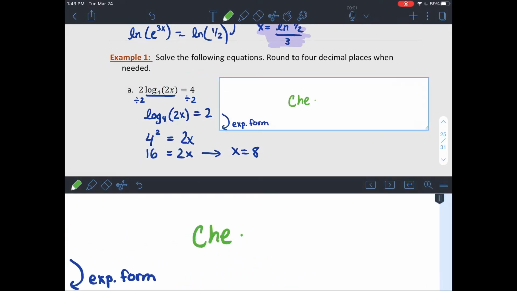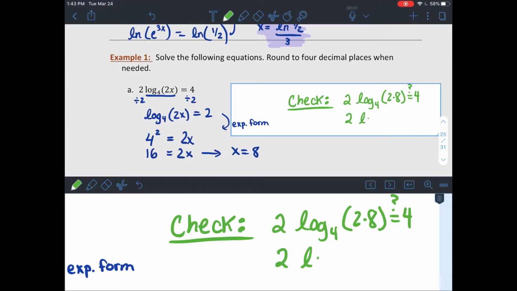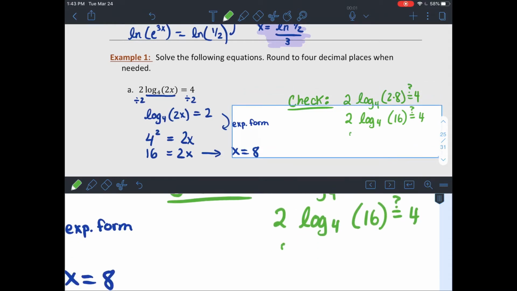You need to check these. So when you check them, you can plug it back in and check it all the way through. Like if you plug 8 in here, you'll get 2 times log base 4 of 8 times 2, which is 16, which is equal to 2, since 4 to the second is 16. And then 2 times 2 equals 4.